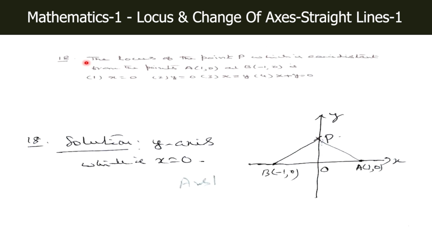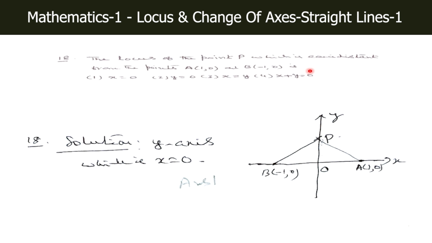The locus of the point P, which is equidistant from the points A(1, 0) and B(-1, 0), is: 1) x = 0, 2) y = 0, 3) x = y, and 4) x + y = 0.